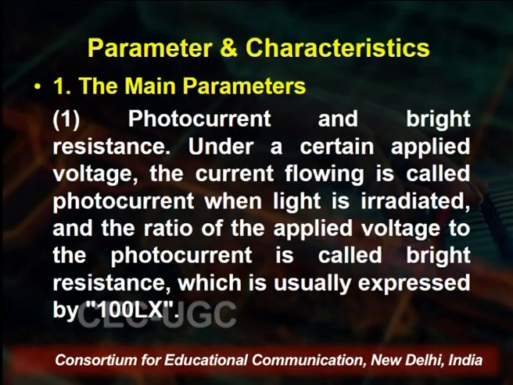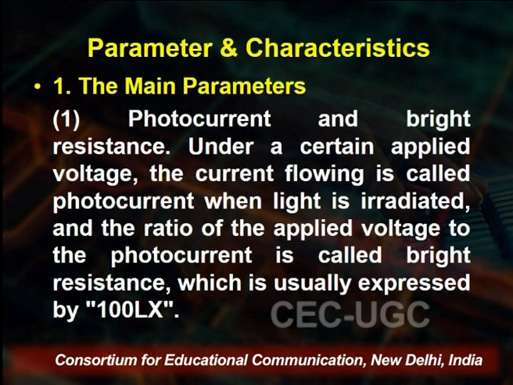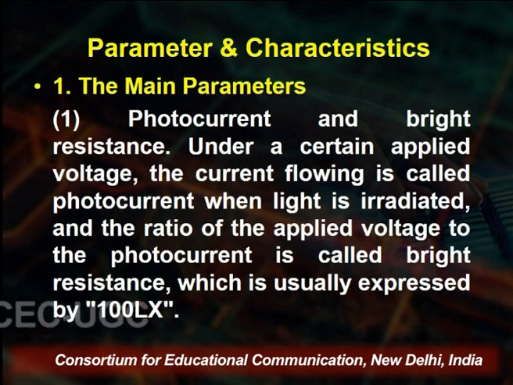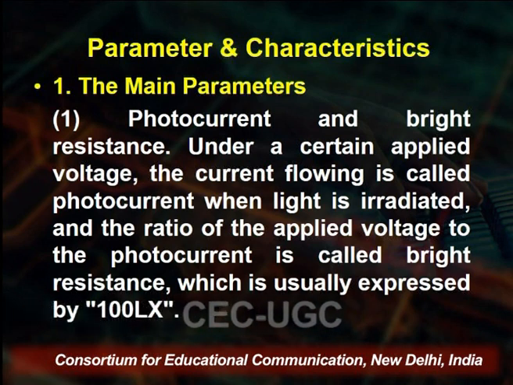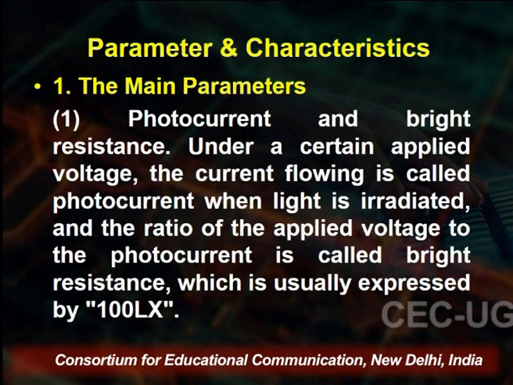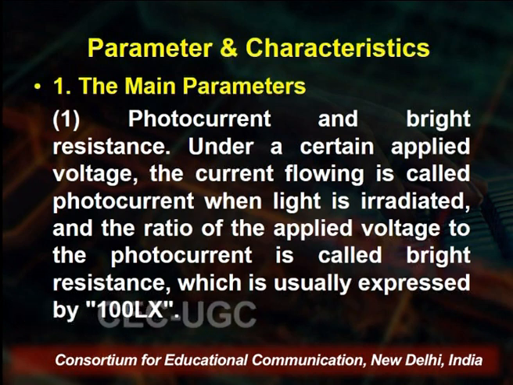So, what are the main parameters or characteristics used in the construction of photoresistors? Number one is the photocurrent and the bright resistance, because we generate current as light falls, as the intensity falls upon it. Under a certain applied voltage, the current flowing is called the photocurrent. When the light is irradiated, the ratio of the applied voltage to the photocurrent is called the bright resistance.